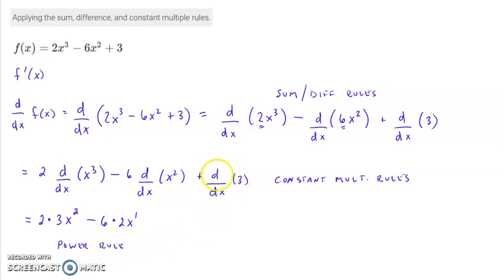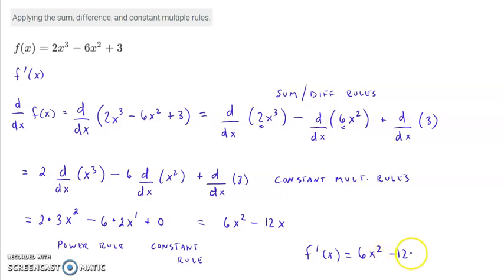And then you'll notice on this last one, we're taking the derivative with respect to x of 3. 3 is a constant, so that's going to give us a 0 if we take the derivative. Let's simplify our answer here. This is going to give us 6x squared minus 12x. I don't have to write the plus 0. So this will be our derivative. If you want to write this as f prime of x equals 6x squared minus 12x, you can do that.